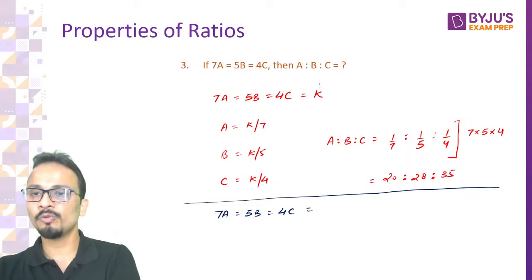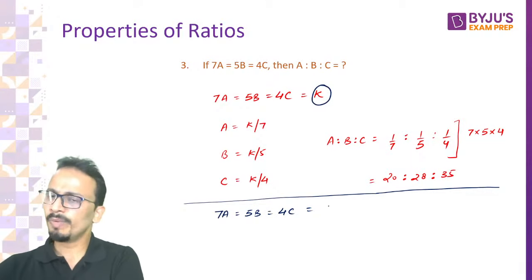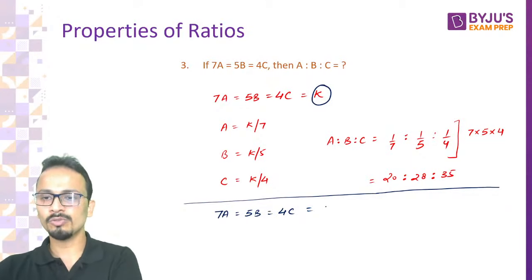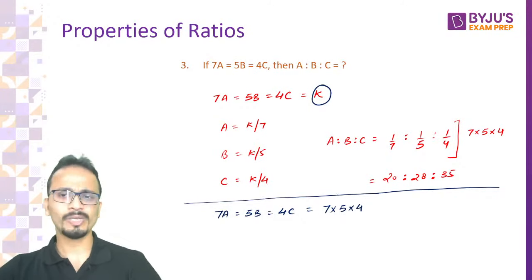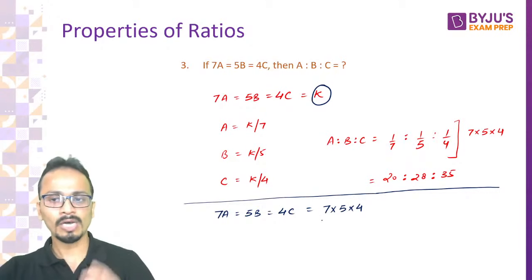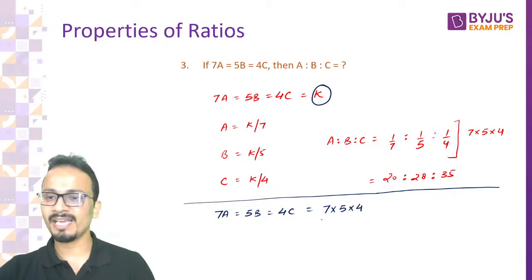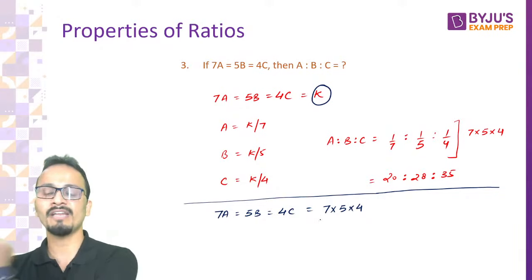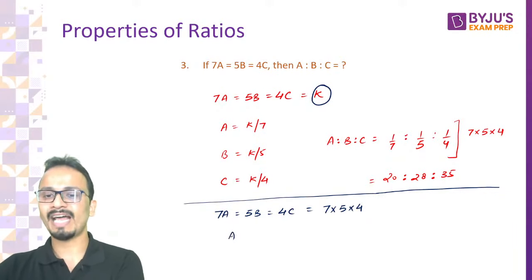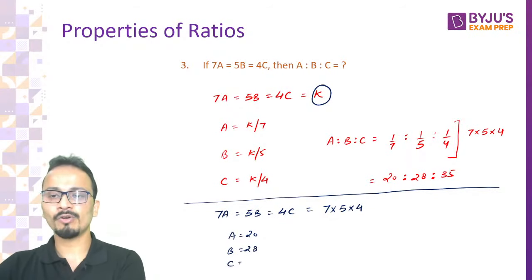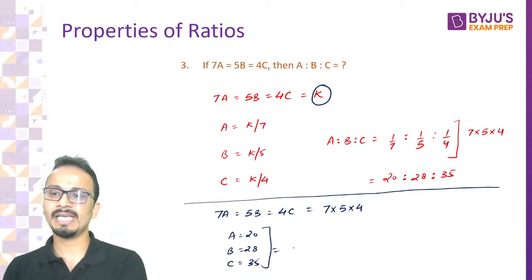Now instead of assuming them to be equal to K, you may assume them to be equal to the product of 7, 5 and 4. K was a constant, so it can be any number. So I'm assuming that this constant K is the product of 7, 5 and 4. So here the value of A will be 20, value of B will be 28 and the value of C will be 35, which will decide the ratio of A, B and C.